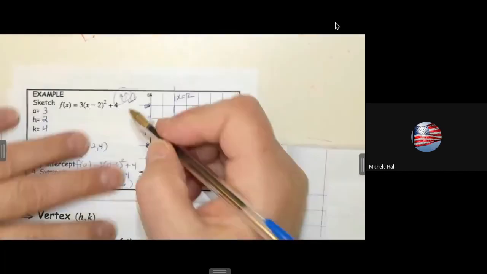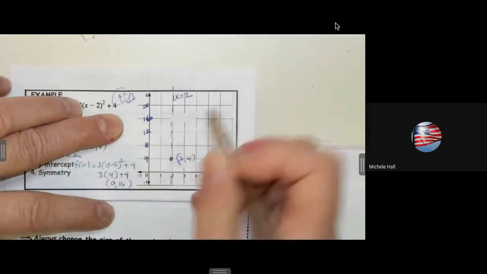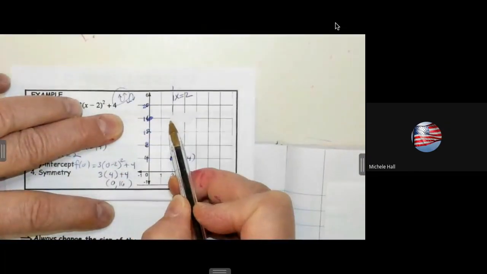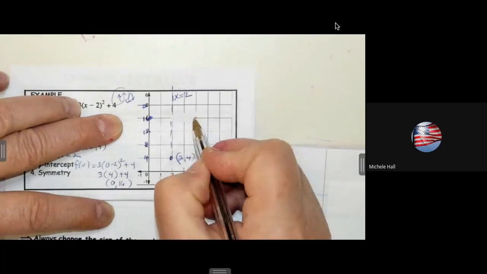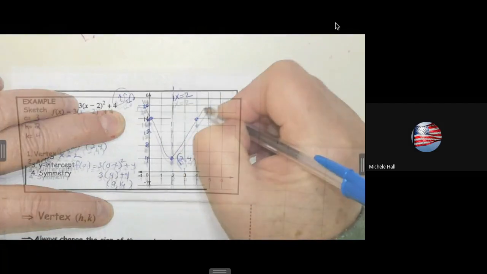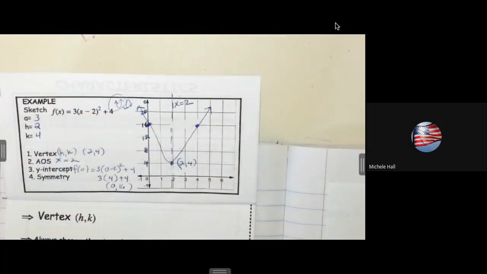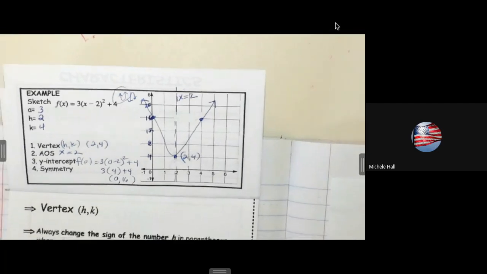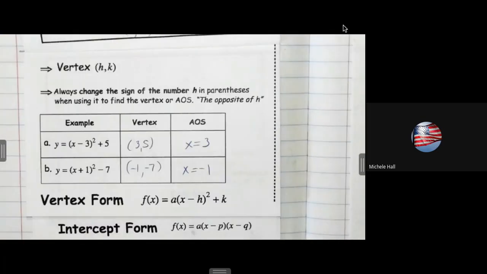0, 16, and now I'm ready to graph because I am 1, 2 away on the left. That makes me 2 away on the right. I can see the U shape, and I graph it. Then we're going to answer the questions down here, just practicing. What is the vertex and the AOS? What would be some errors that you think students might make on this problem?